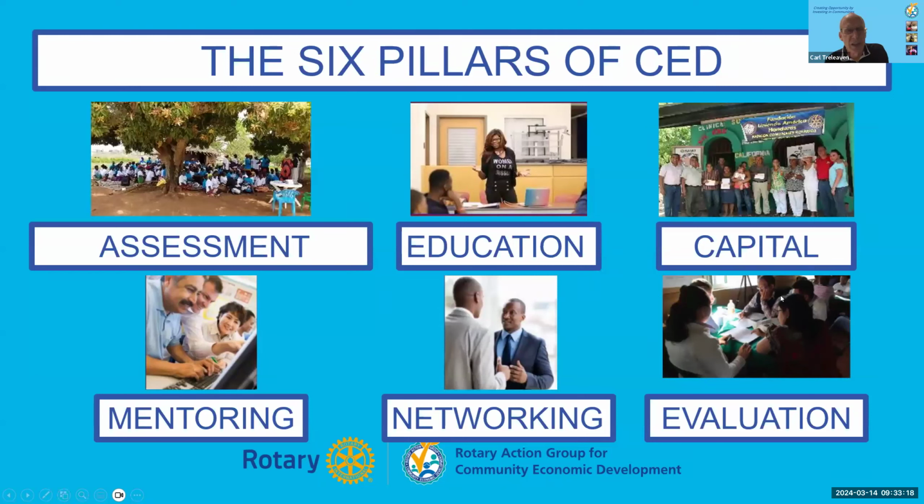How do we go about doing this? Well, we're focused on 6 different areas here. And what we refer to these as the 6 pillars of community economic development. And these are the ones you see listed here. And that is involving assessment of projects, and in particular, the provision of education, helping people find sources of capital, providing mentoring, providing networking, and ultimately, when projects are done, evaluation of their success. So these are the 6 key things. And if Gomith, you'll advance the next slide.